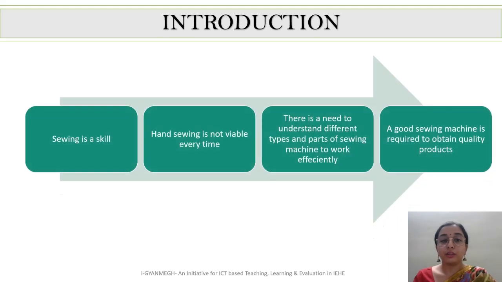A little introduction about what is sewing. So sewing is a skill and hand sewing is not viable every time. Initially it was only used for either embroidery or for the basic stitches. But when the garment industry grew with coming up of more complicated designs, it became important to sew on machines. Therefore, it is very important that we understand the need of different machines in the industry, and for that we should know the types and parts of machines. Lastly, as we'll be discussing about the care and maintenance of machine, so a good machine is required to obtain good quality product. Therefore, care and maintenance is very important.